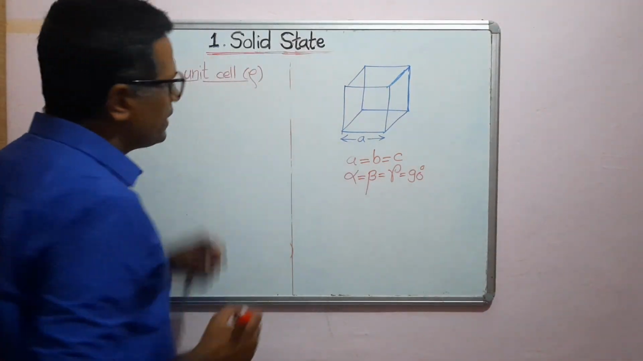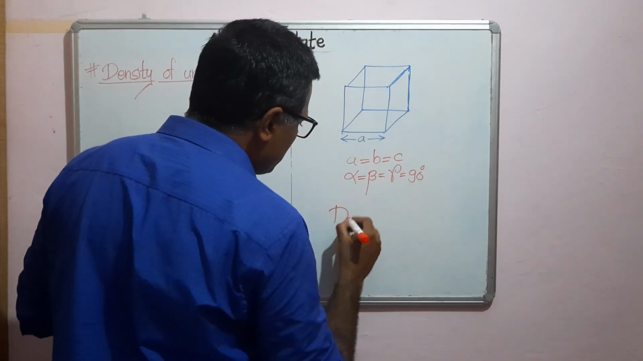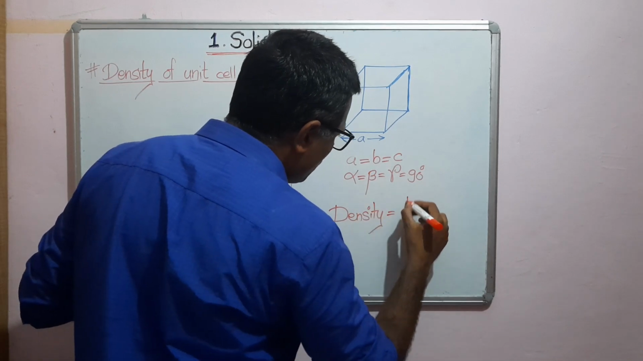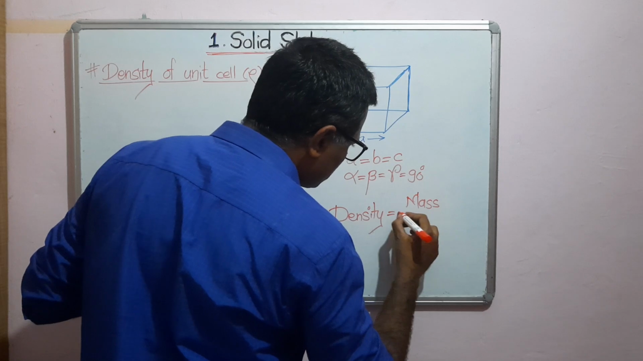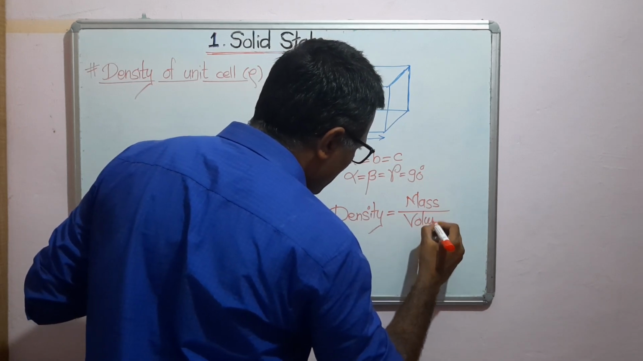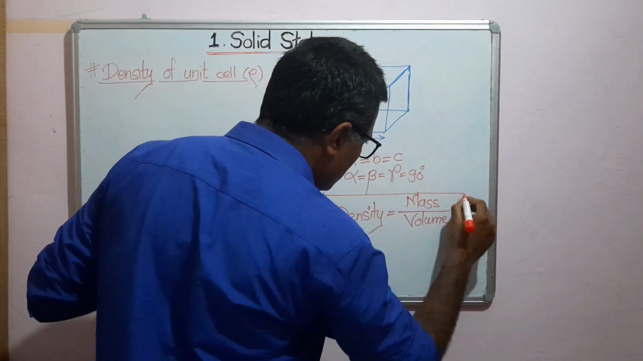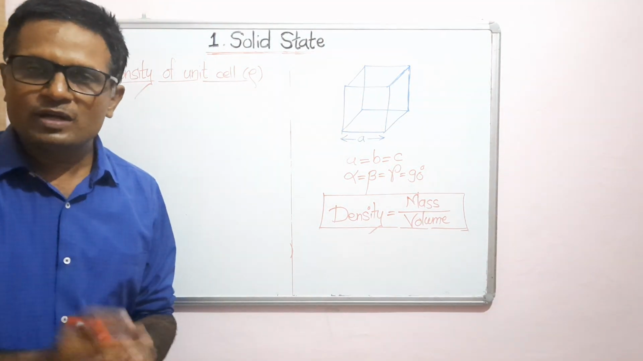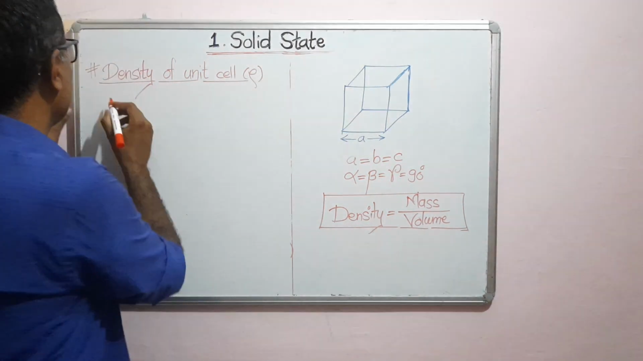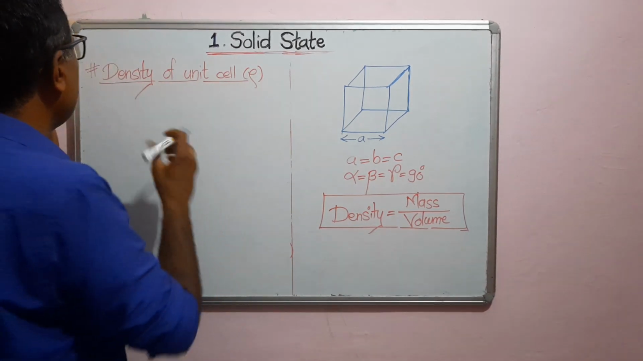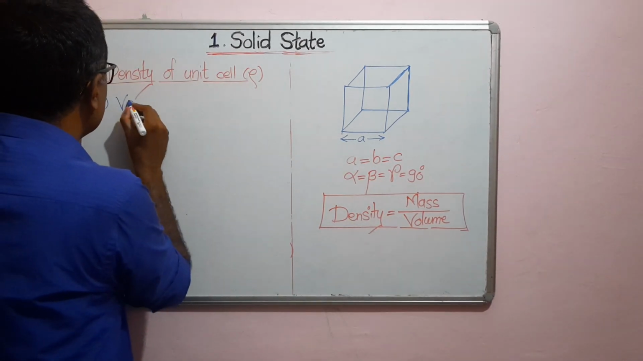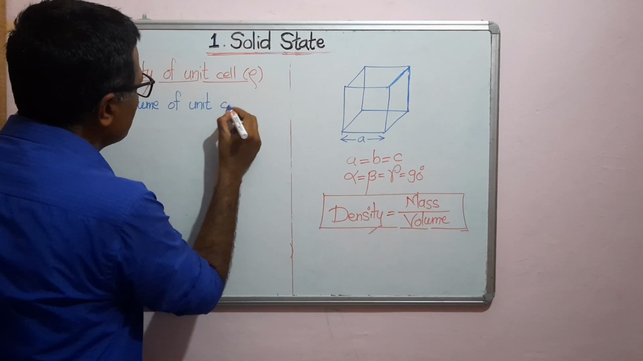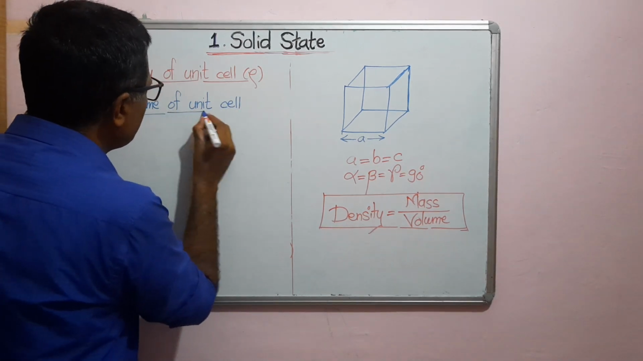Now for calculating the density of this unit cell, we will use the general formula of density. So what is the general formula of density? Density is equal to mass upon volume. So we use this formula to find out the density of our unit cell. In this topic, we have 4 different steps, and the first step here is the volume of unit cell.